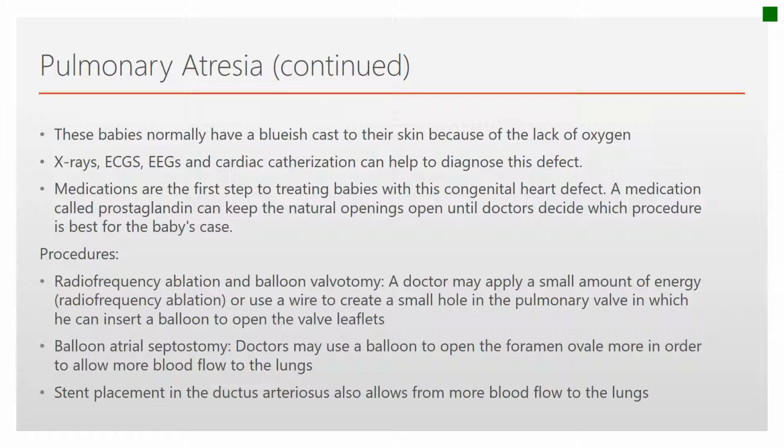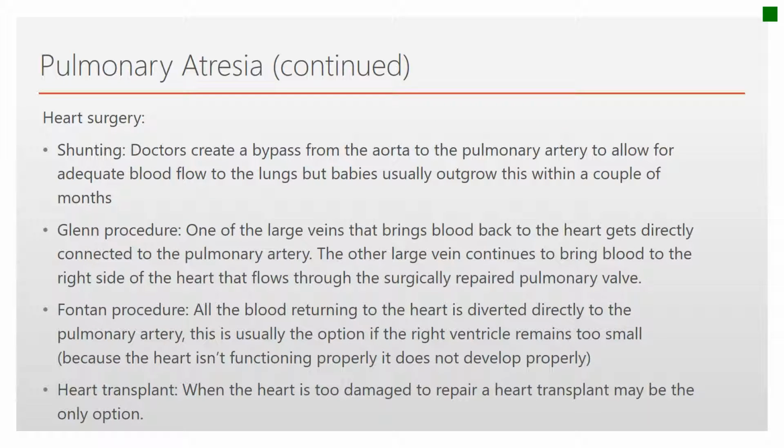So some of the procedures include radiofrequency ablation and balloon valvotomy. A doctor may apply a small amount of energy, radiofrequency ablation, or use a wire to create a small hole in the pulmonary valve, which he can insert a balloon into to open the valve leaflets. Balloon atrial septostomy is another procedure that doctors can do. They use a balloon to open the foramen ovale more to allow more blood flow to the lungs. And then a stent can be placed in the ductus arteriosus, which also would allow more blood flow to the lungs.